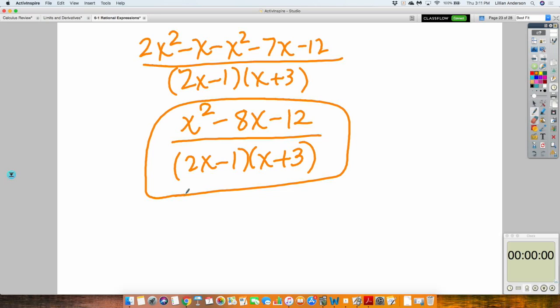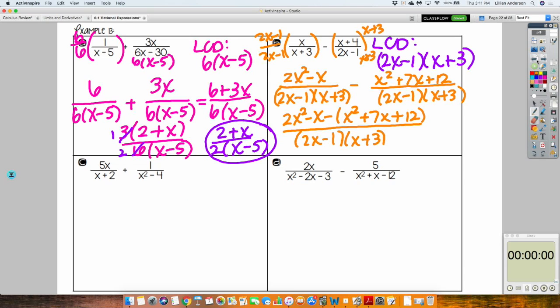Let's look at this bottom one here in D. If you guys understand D, then you're going to be able to understand C because it's a simpler version. Start by factoring your denominators. What two numbers multiply to give you negative 3 that add together to give you a negative 2?